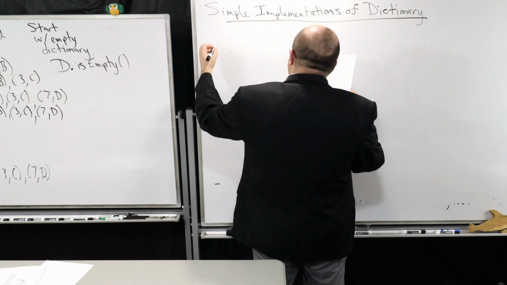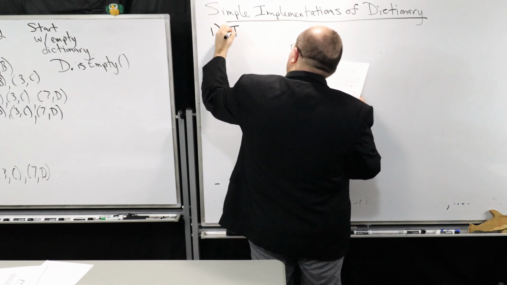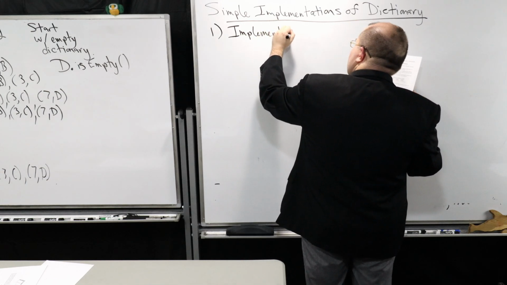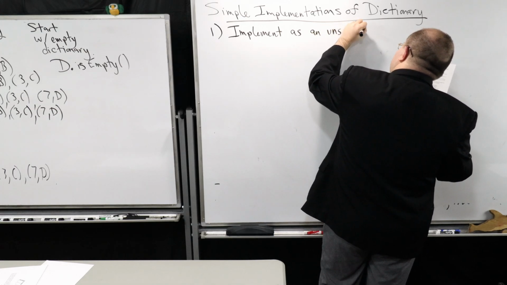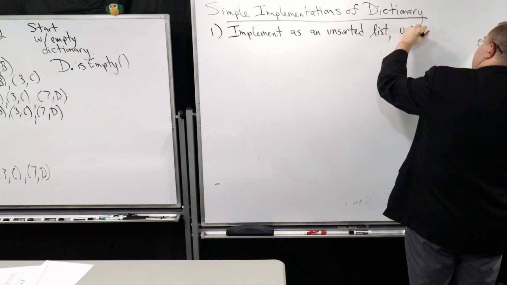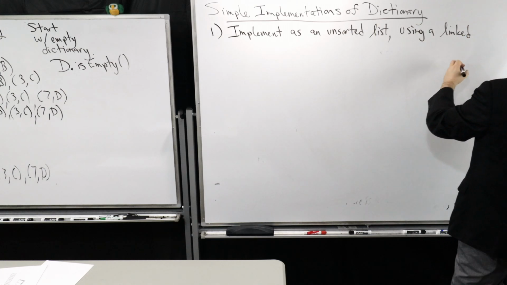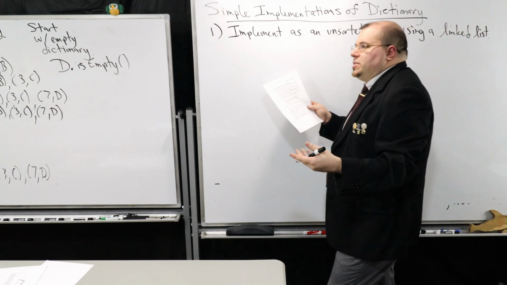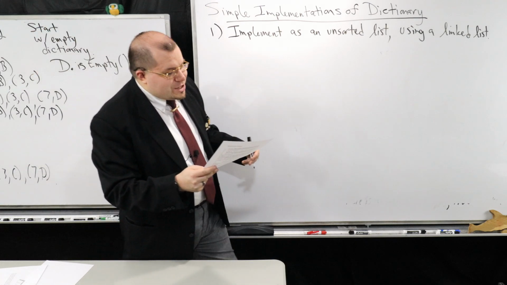So the first one I'm going to talk about is implementing the dictionary as an unsorted list. We talked briefly about lists. Unsorted list using a linked list. So we're just going to use a linked list to maintain an unsorted list. All we're going to do is adapt the ideas that we know about for linked lists.